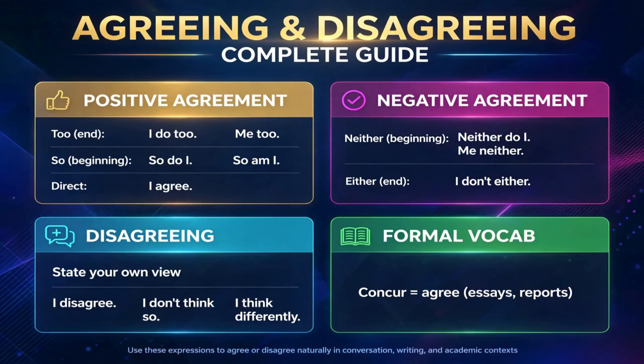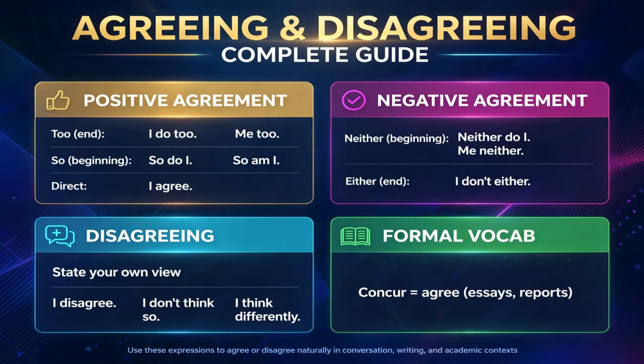For disagreeing, state your own view: I think the opposite. Direct phrases: I disagree, I don't think so, I think differently. Bonus vocabulary: concur is formal agree for essays and academic contexts.